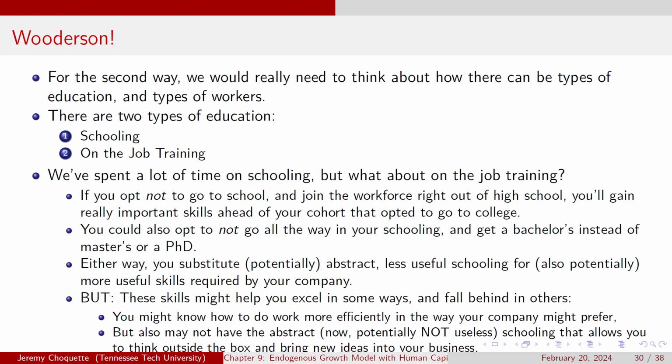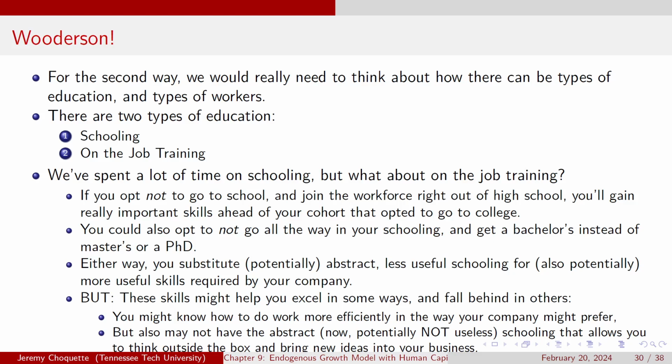Right? If you opt not to go to school and you want to join the workforce right away, straight out of high school, well, you're going to get really important skills ahead of your cohort when they decided to go to college. So your cohort, think of them as having their job skills building kind of put on hold for anywhere between 4 and 10 years, depending on how much schooling they want to get and how quickly they progress through school. So that gives you a good 4 to 10 years of a head start.